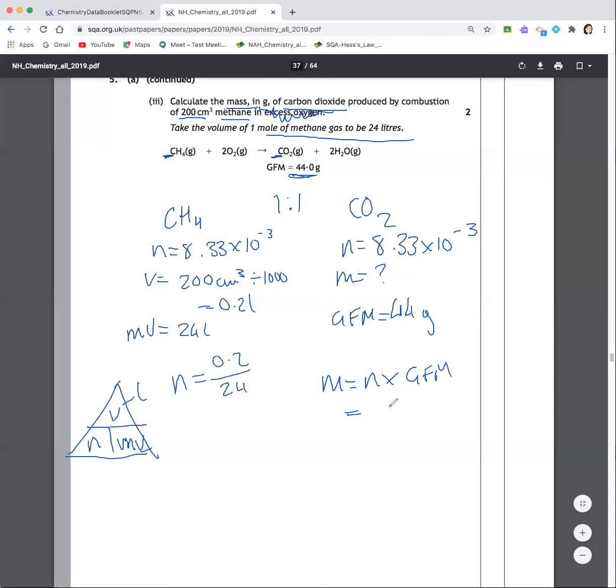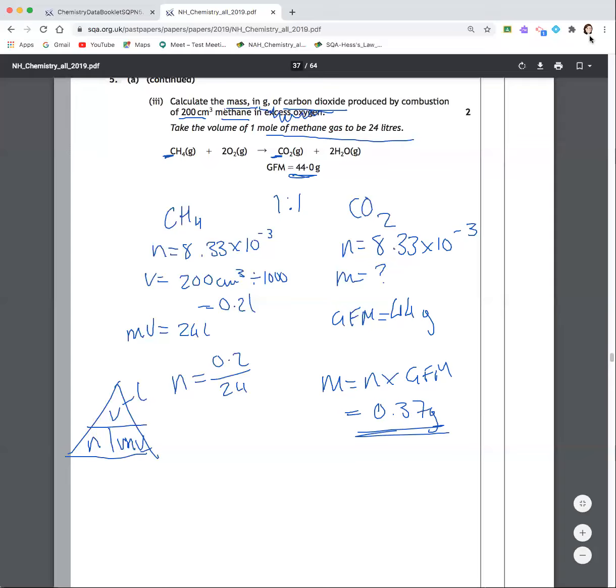So if we do that, we will get 0.366666. So I'm going to round it to 0.37. Again, just remember to round correctly. Okay, so that's by doing a mole calculation.